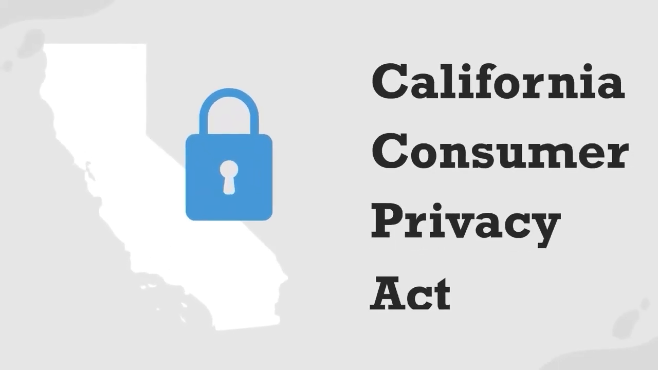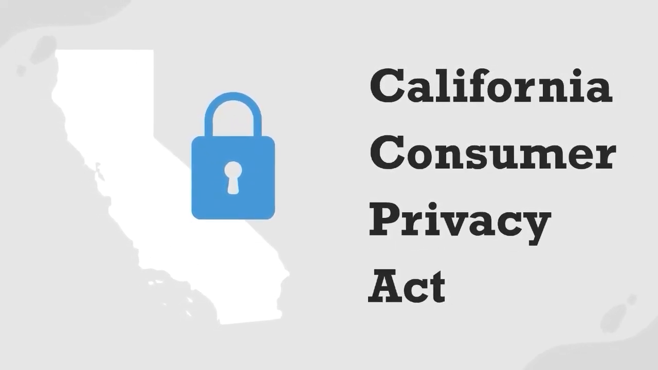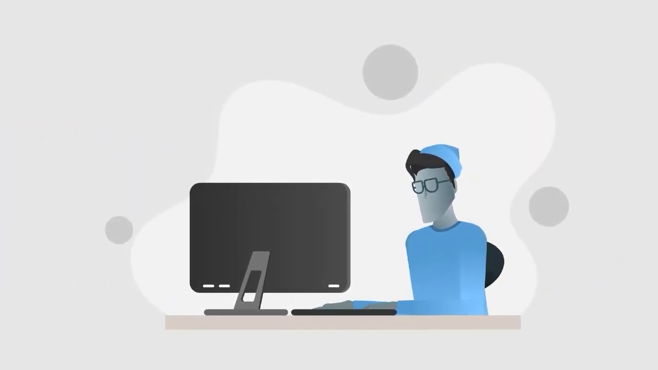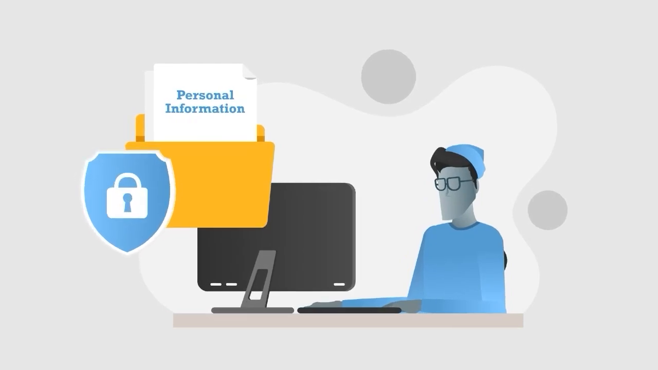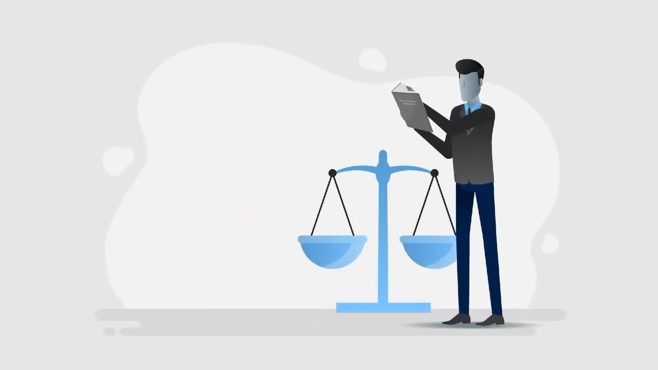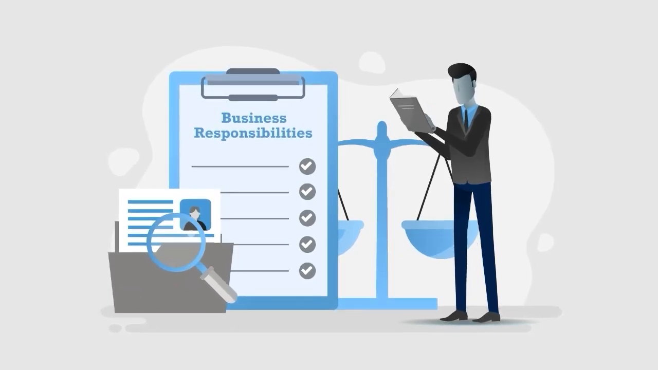In this training, we're going to discuss the California Consumer Privacy Act, or CCPA. This important privacy law was enacted to give residents of California greater control over their personal information and to set clear responsibilities for businesses handling that data. So, how does it work?